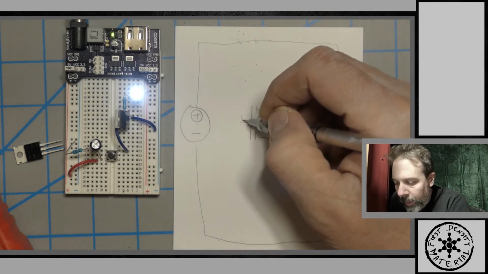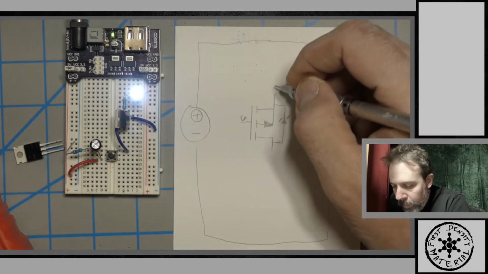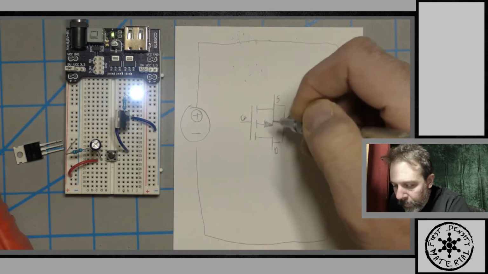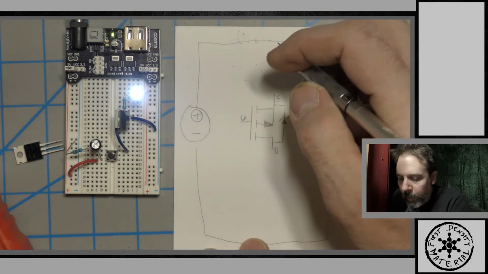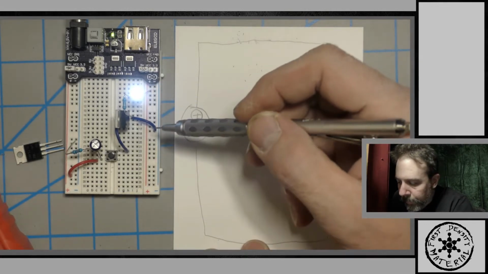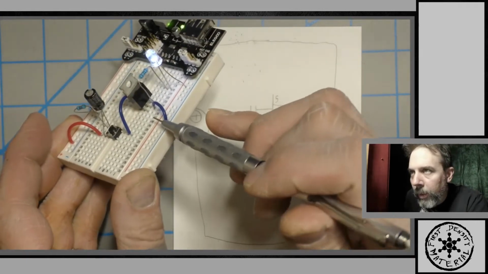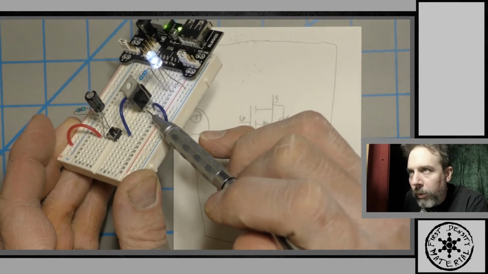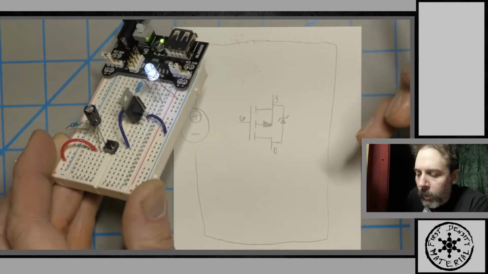Okay, and then we have a gate, a source, and a drain. Okay, so very easy so far, right? So now what we do is we know that on the MOSFET there's gate, drain, and source. Those are the three pins in that order: gate, drain, source.